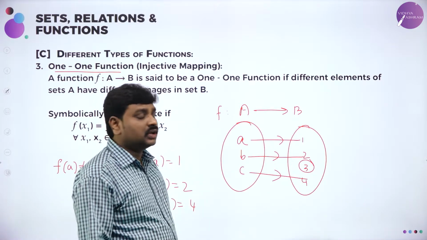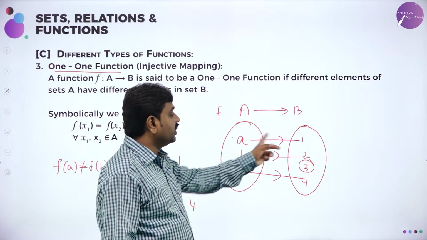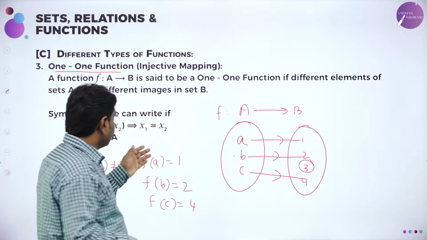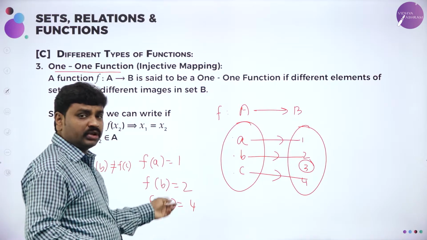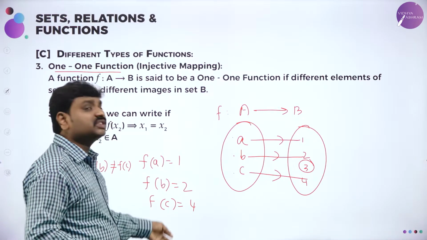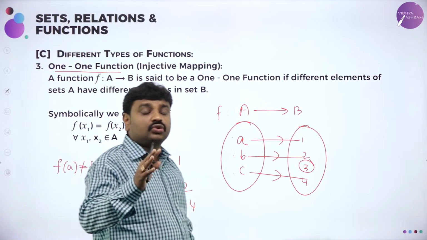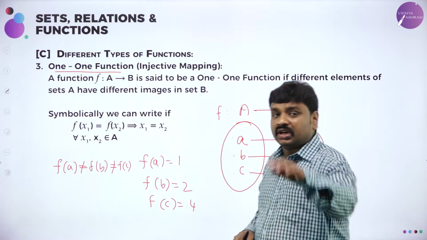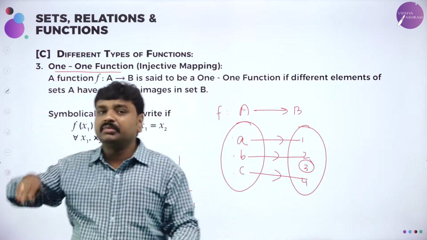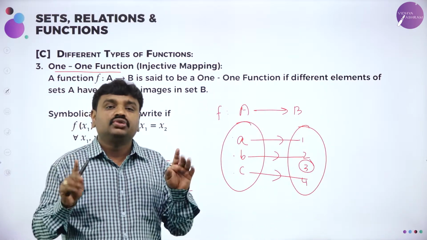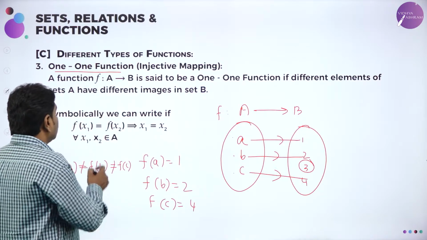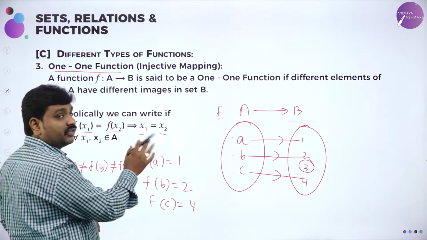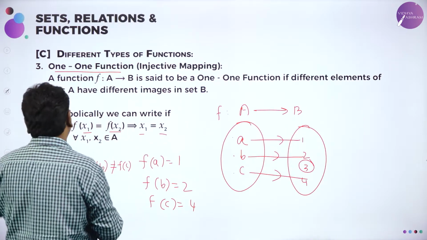1 to 1 means what? Different elements should have different images. Two elements should not have the same image. Here image of A is 1, image of B is 2, image of C is 4. All the images are different. No two elements have the same image. Therefore it is 1 to 1. 1 to 1 means different elements in the domain should have different images in the codomain. No two elements should have the same image. Mathematical form: if I say image of x1 is equal to image of x2, then x1 and x2 should not be different. They should be the same. That is the mathematical meaning.